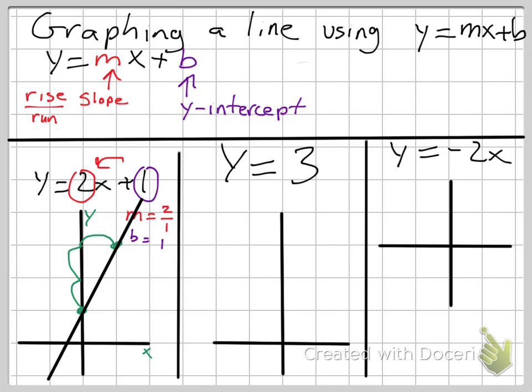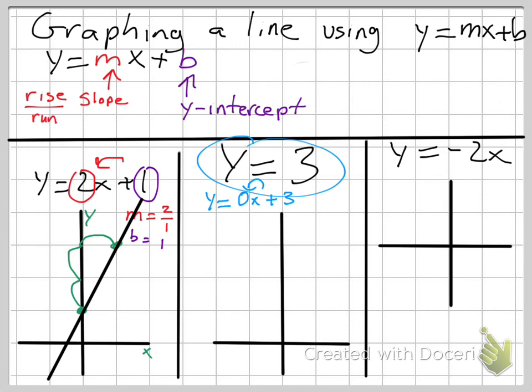For the next one, I wanted to do a different one just to show you guys. We don't have an mx here. We just have a y-intercept, so our slope is actually going to be 0. If we were to write it out, it would technically be y is equal to 0x plus 3, because we don't have an mx, we have a 0x, but we just end up writing it as y is equal to 3.